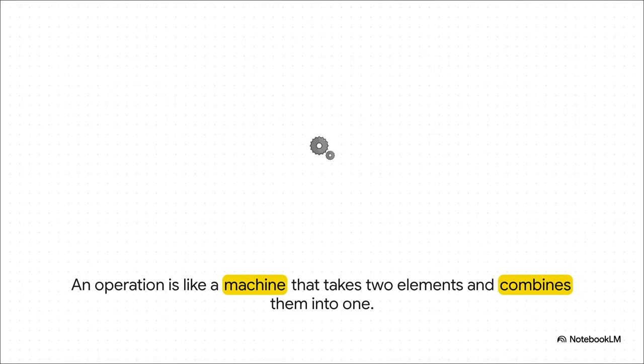A really great way to picture this is like a machine. You take two things from your set, pop them into the machine, it whirs and clanks for a second and spits out a single result. Addition and multiplication, they're just operations. They're just the machines we use to combine numbers.